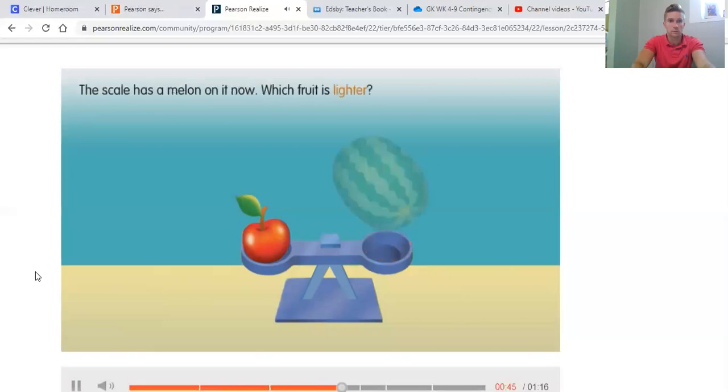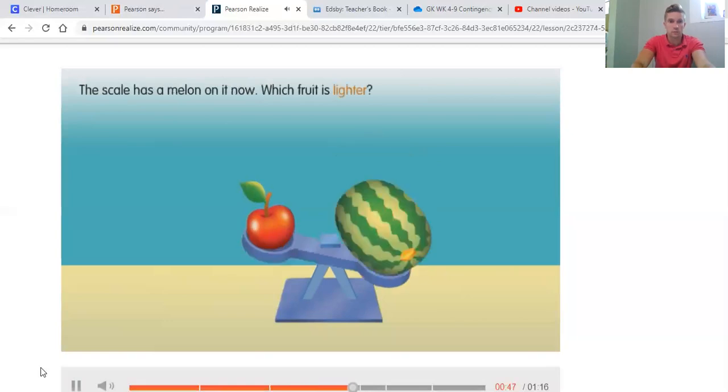The scale has a melon on it now. Which fruit is lighter? Listen to the word they used, lighter. When we talk about weight, we're talking about heavier and lighter. Yesterday when we did capacity, we did more and less, but this is weight. We're talking about lighter and heavier. So you need to say the cherry was lighter than the apple, or the apple was heavier than the cherry. Now we have a melon.